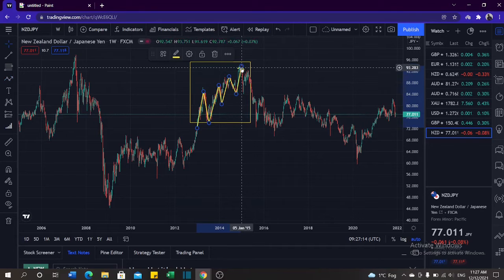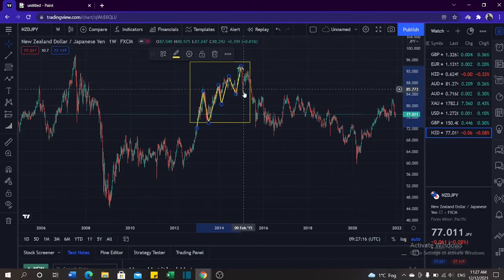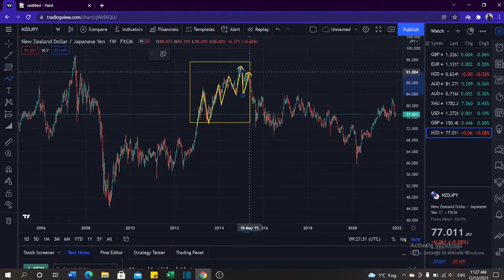And price tries to break. Then price tries to come down below here, but it starts to consolidate for a while. It tries to break below, but doesn't break below. So it tries to form another high, but it couldn't form a high, then it starts to go downwards. That's when the uptrend comes to an end.